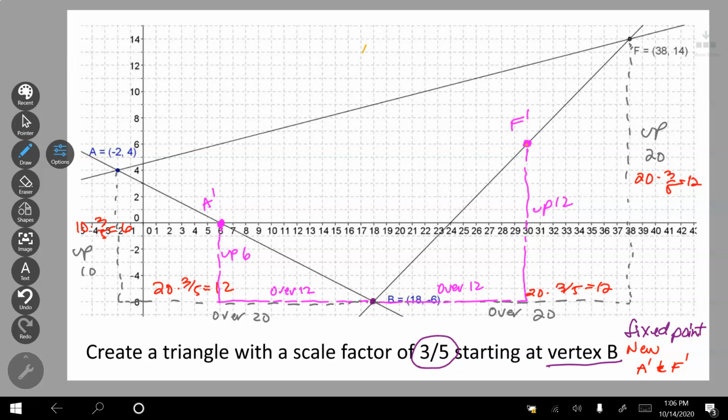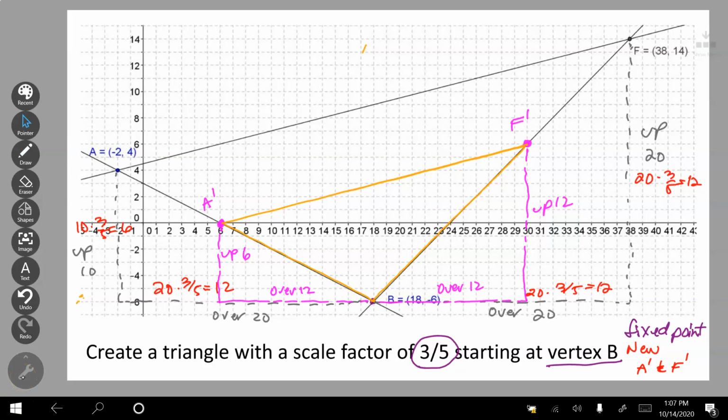And first I connect these pink dots. So that's my new side A prime F prime. And I'm going to start again, still from point B. That's not going to change. So I have BF prime, and this last side is BA prime. And this orange triangle is my new triangle, whose side should be 3/5 the original triangle.